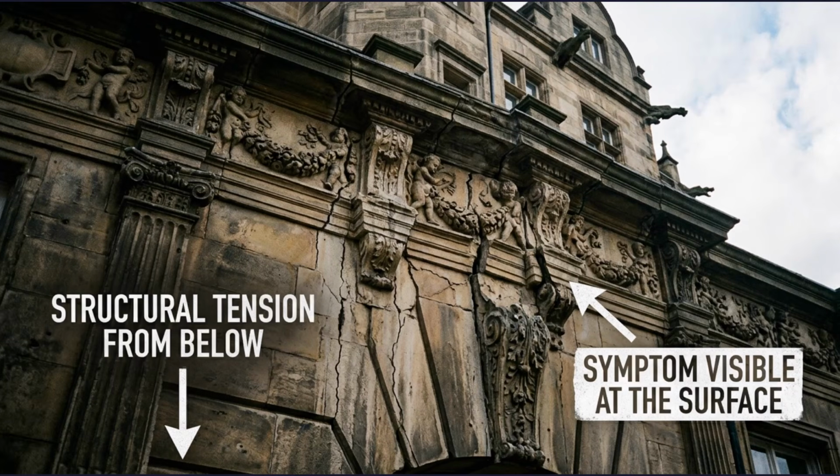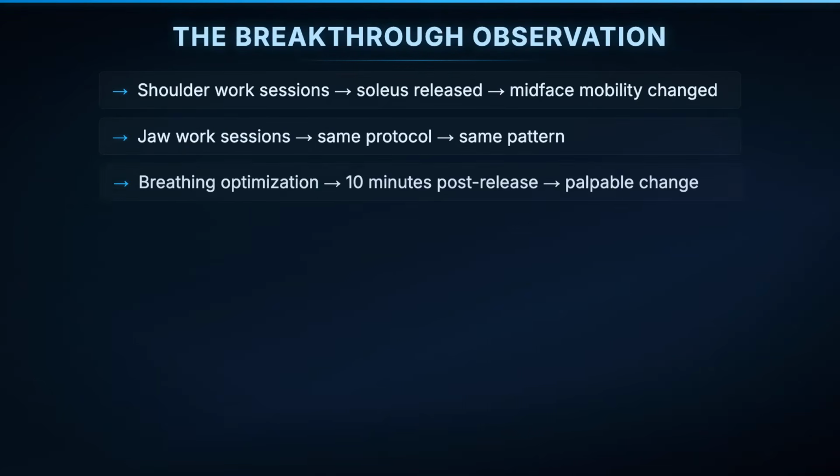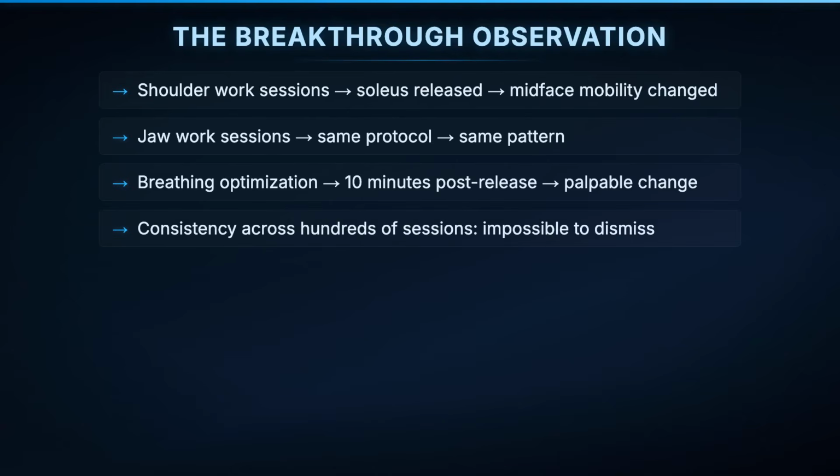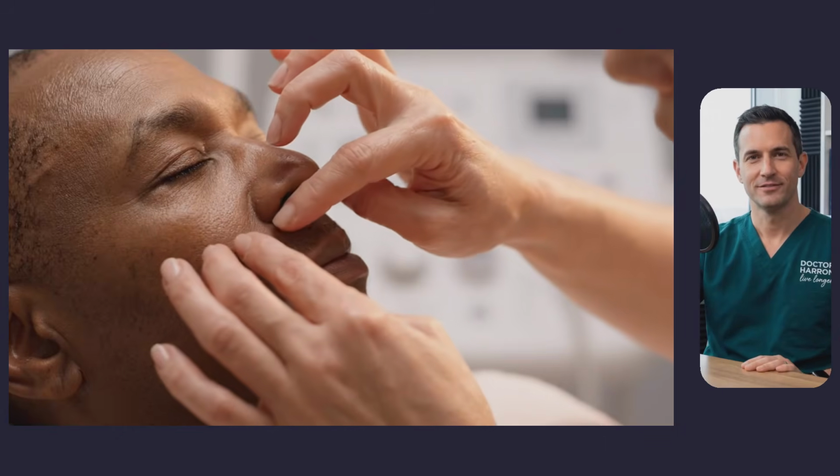By year 5, I had started incorporating the Soleus release, the same protocol I just gave you, into sessions that had nothing to do with the calf. Shoulder work, jaw work, breathing optimization, and the consistency of what followed was difficult to dismiss. Within 10 minutes of a deep Soleus release, tissue mobility in the midface changed, palpably, measurably, if you used a simple skin pinch test at the nasolabial fold before and after.